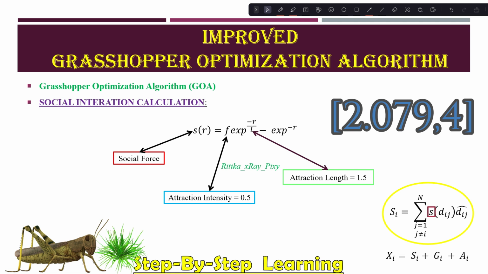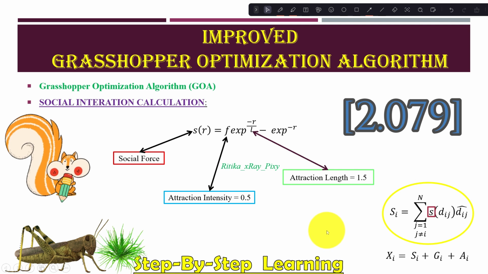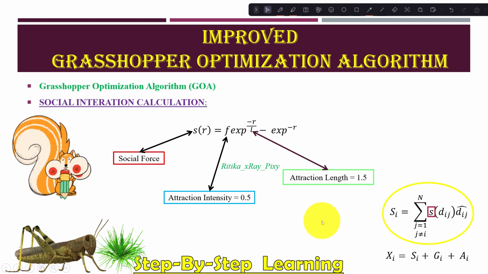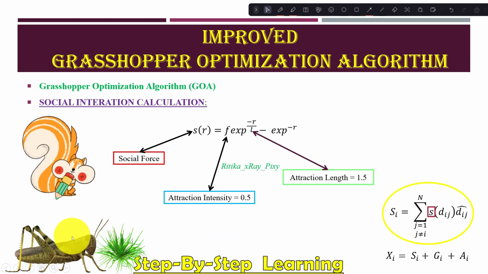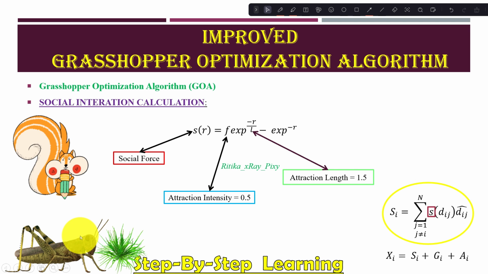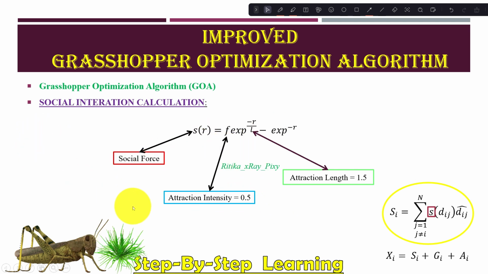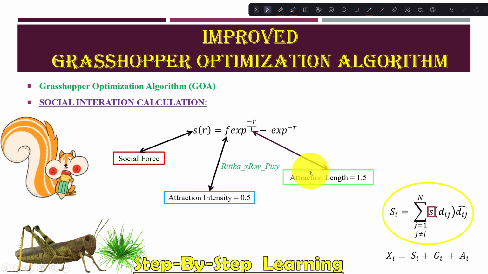2.079 to 4, then it gradually decreases, and for repulsion the range is below 2.079, and when there is no force it means there is neither attraction nor repulsion. This is known as the grasshopper comfort zone. And here, using this, we can calculate the social force between grasshoppers. Here this is the attraction intensity and this is the attraction length.